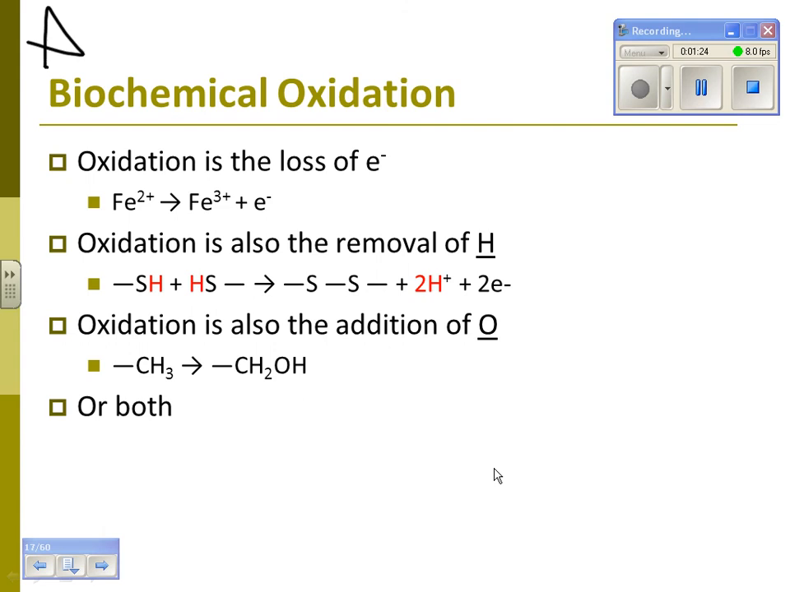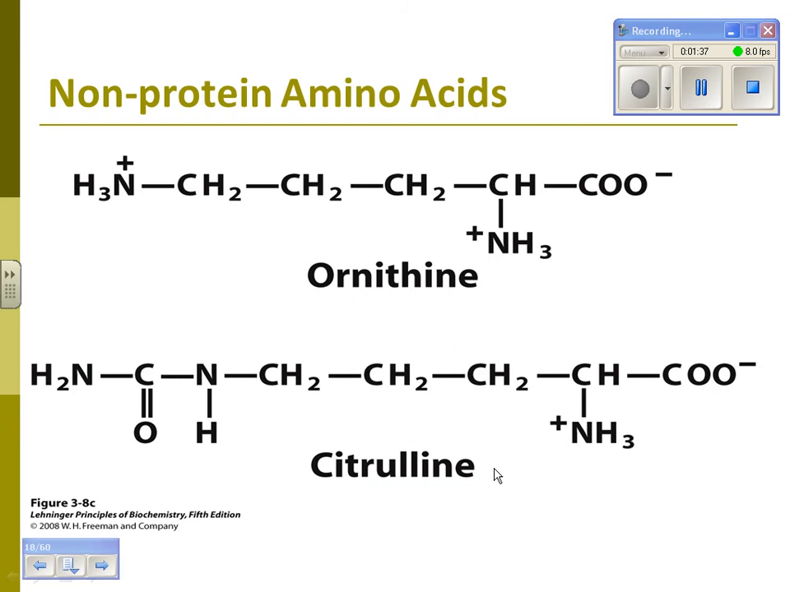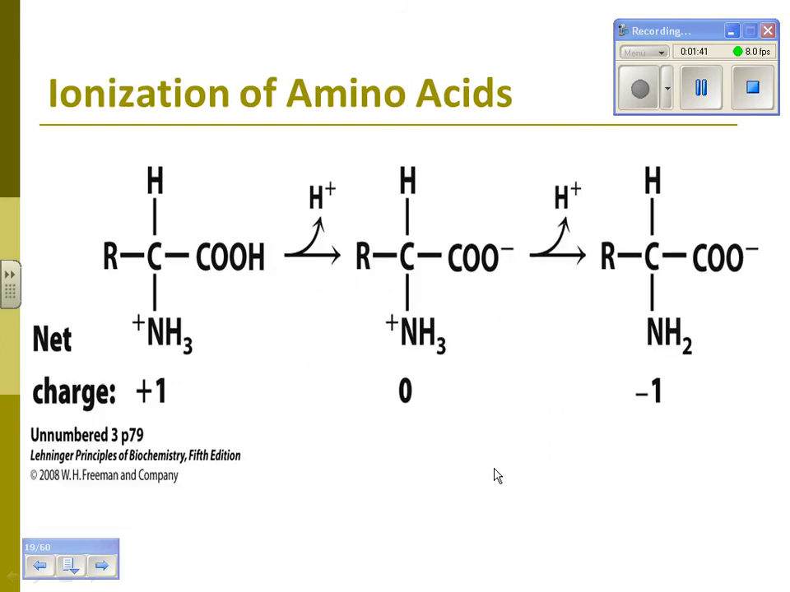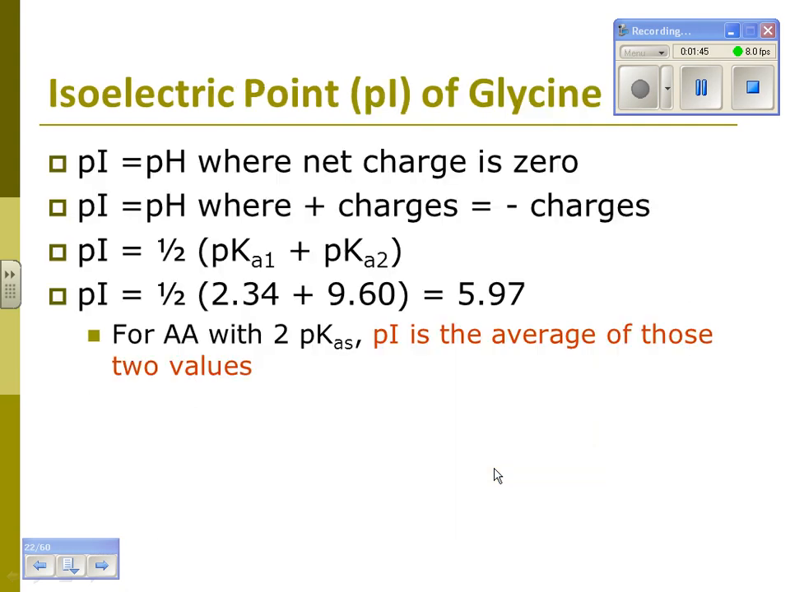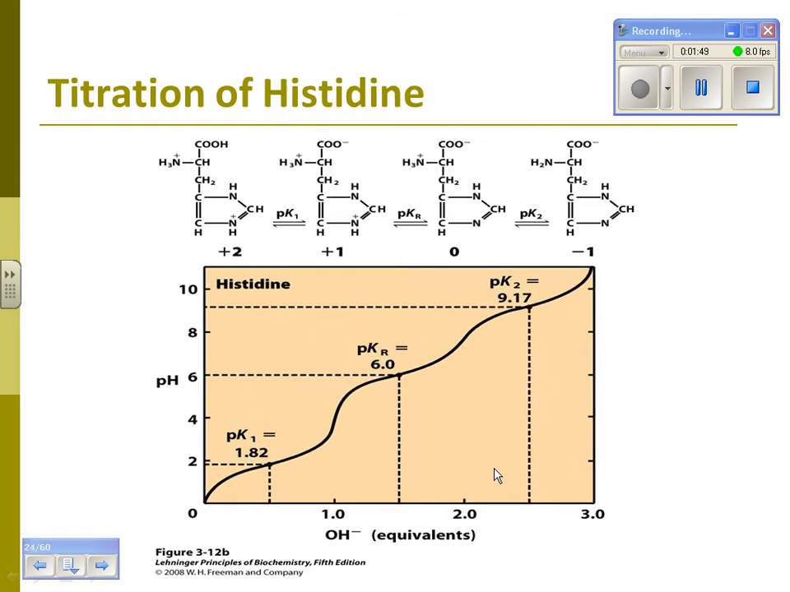Know the definitions of oxidation-reduction reactions. Remember, these are the 3 characteristics, and all it needs is one of them to be an oxidation reduction. Definitely know your 2 non-protein amino acids. The other video explains the ionization and pI of the amino acids.